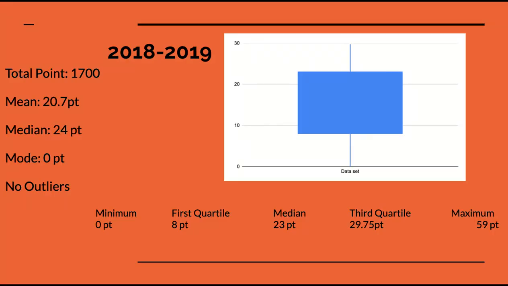Here is the second season, 2018-2019. He had a total of 1,700 points, an average of 20.7 points, a median of 24 points, a mode of 0 points, no outliers, and another 5-number summary with a box plot.